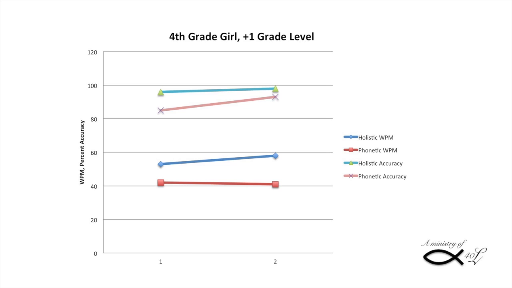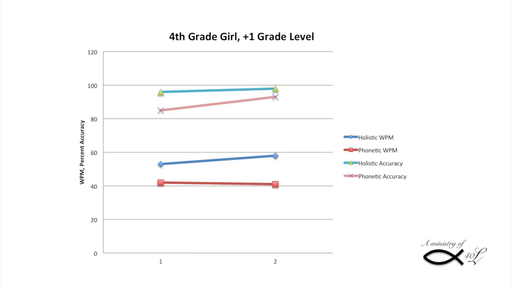Now we're going to look at some individual student scores. The slowdown is the slowdown between the speed that the student reads holistic words and the speed that the student reads phonetic words. For example, if you read holistic words at 100 words per minute and phonetic words at 90 words per minute, that would be a 10% slowdown.